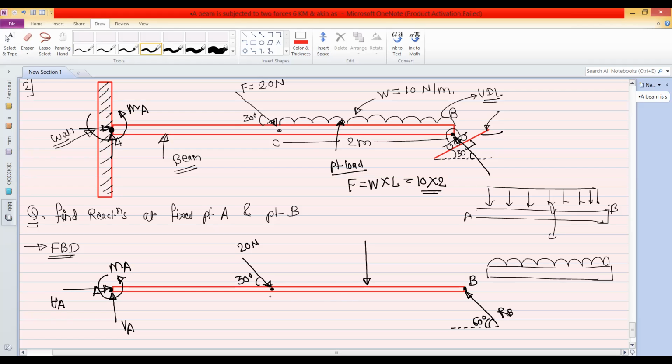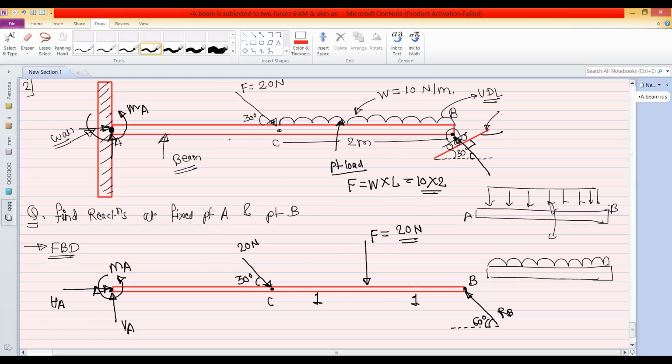So BC, this is C point, it's 2 meter. So this is 1 meter and this will be 1 meter. And this F is equal to W into L, that is 20 Newton. So this is the point load because of the UDL. Okay. So this is the complete free body diagram for the given fixed beam AB.